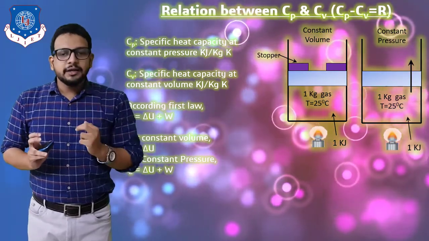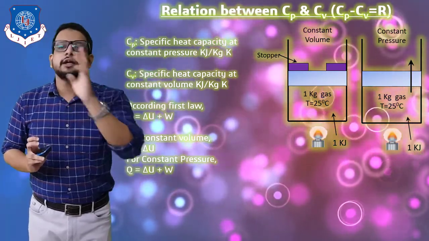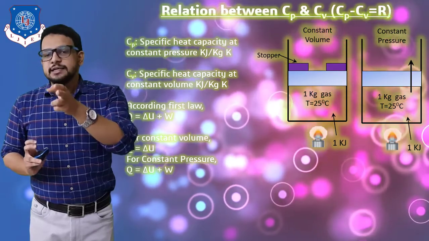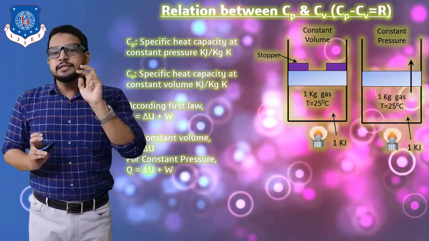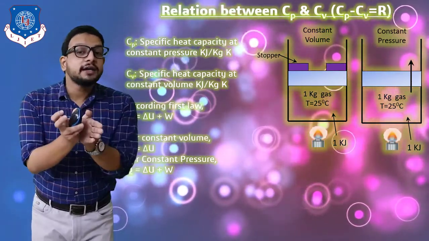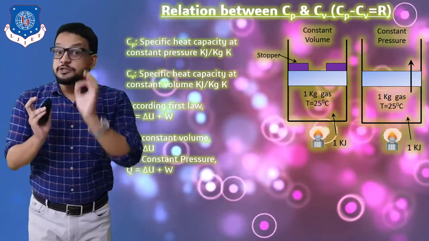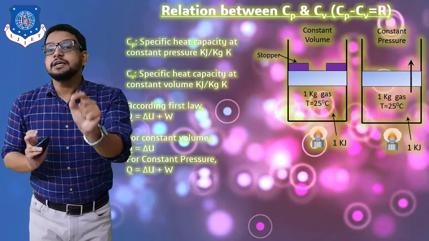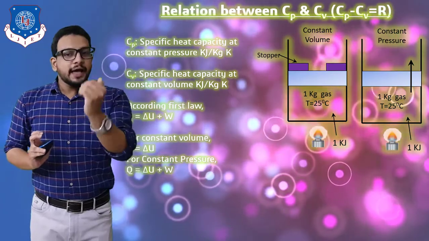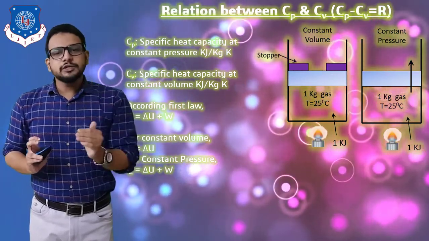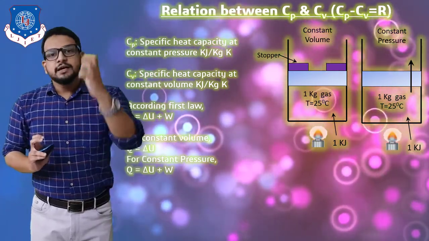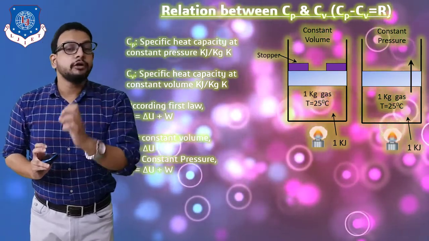Let's say I am supplying 1 kilojoule of heat energy at constant volume to 1 kg of gas at 25 degrees Celsius, and let's assume that this 1 kilojoule of heat energy has increased the temperature of the gas from 25 degrees Celsius to 26 degrees Celsius. This means that 1 kilojoule is the specific heat capacity of this gas at constant volume. Why can I say that? According to the first law, whatever heat is supplied is totally converted into internal energy, that is, it will increase the temperature of the gas.